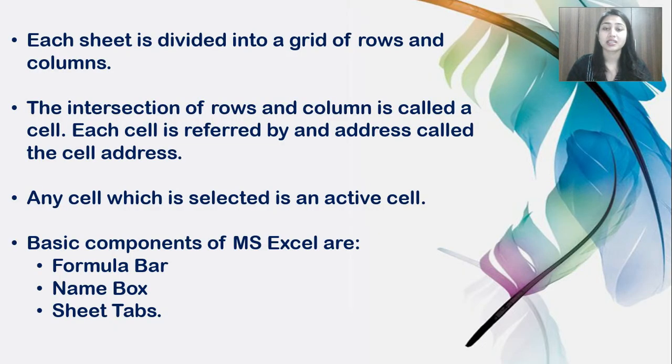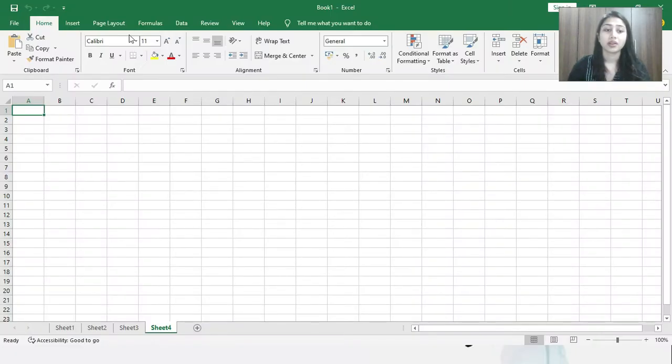Each sheet is divided into a grid of rows and columns. The intersection of rows and columns is called a cell, and each cell is referred to by an address called the cell address. Any cell which is selected is an active cell. Okay, now let's see what is a cell. Now students, here you can see some boxes in the Excel sheet. All these boxes are called cells.